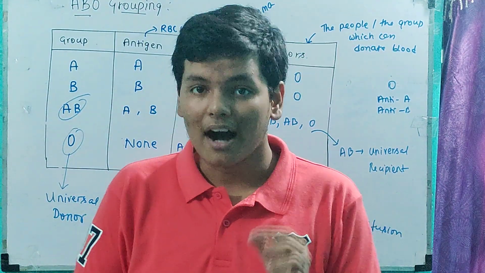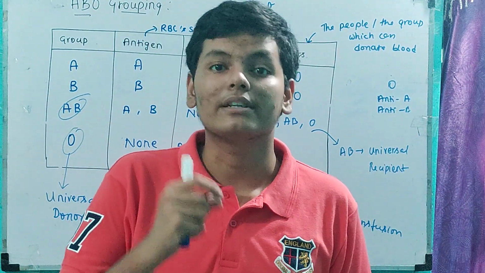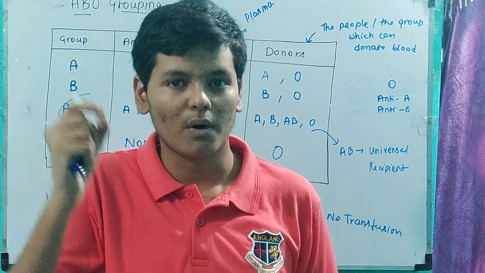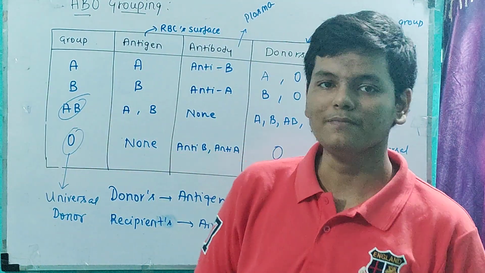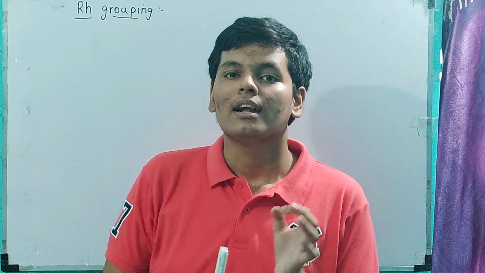The second one is the RH grouping, that will determine if a person will have positive or negative blood group. So now let us move on to the second type of grouping that is present in humans and other species. That is called RH grouping. Now RH blood grouping will describe if a person will have a positive blood group or a negative blood group, because we usually see that people have A positive or B positive. Some people have A negative, B negative.